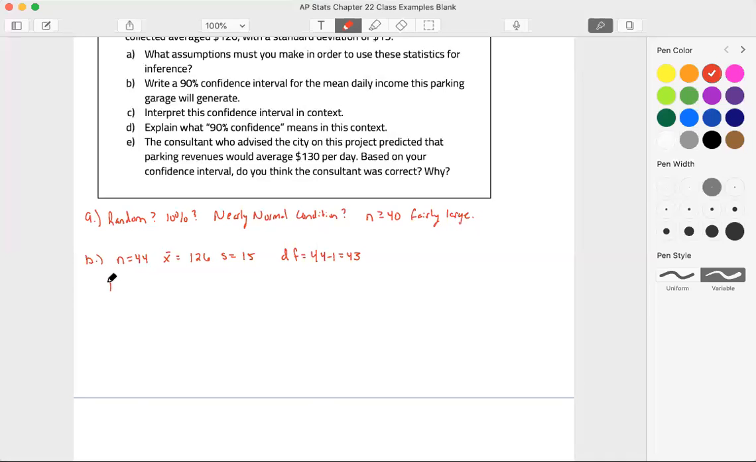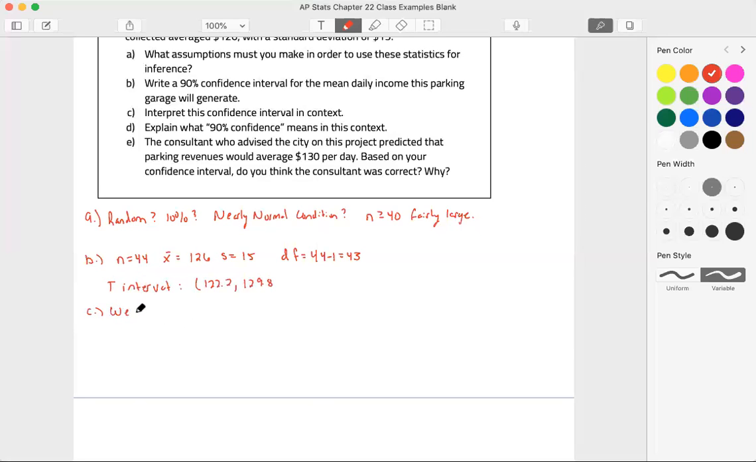So what I would end up doing is just go straight to the t-interval on your calculator underneath stat tests, type all those in, and the interval you get is 122.2 to 129.8. All right, so in part C, explain, interpret this interval.